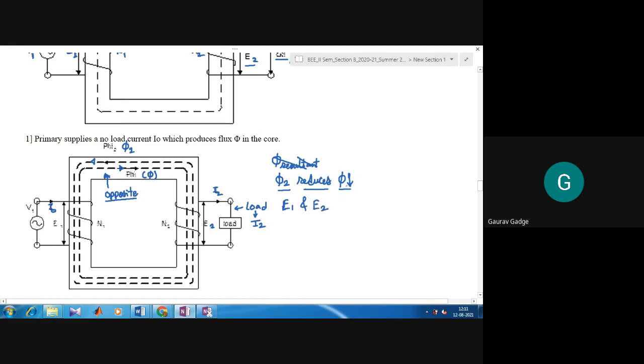So अगर flux कम हो रहा है, as we know, E is directly proportional to d phi by dt. ये हम लोग जानते हैं from Faraday's laws of electromagnetic induction. So if the flux is reducing, the EMF also gets reduced. So here E1 gets reduced, E2 gets reduced. Now what is the effect of reduction in EMF E1? The supply voltage V1, which is constant, and E1 is reducing.